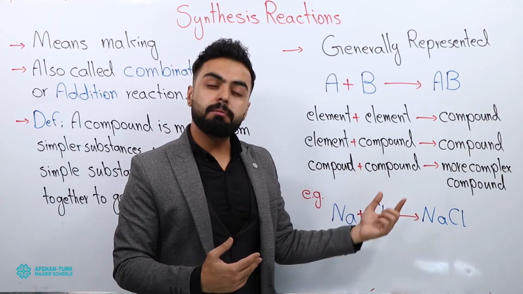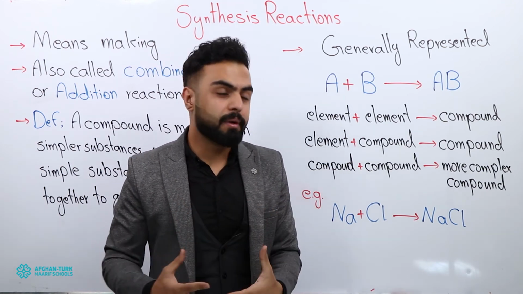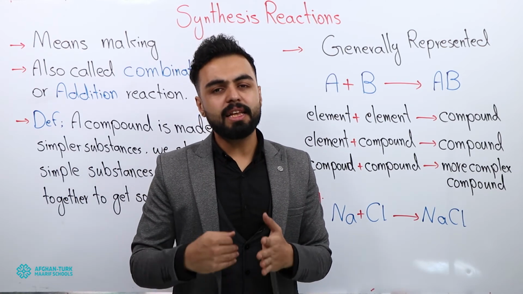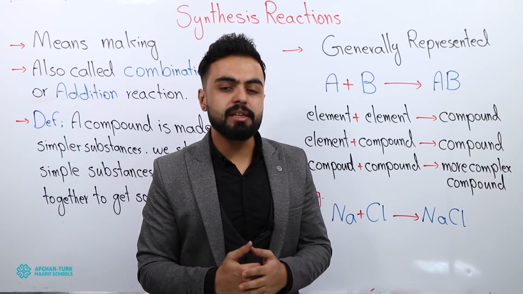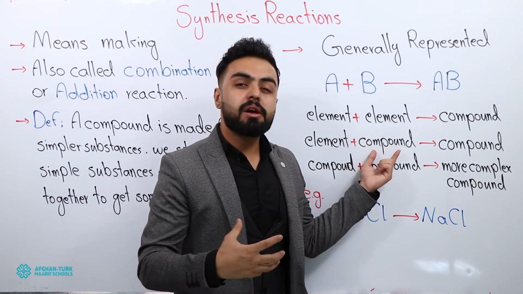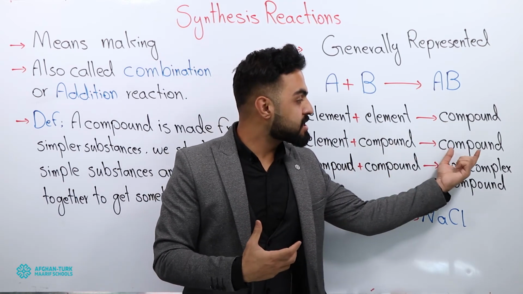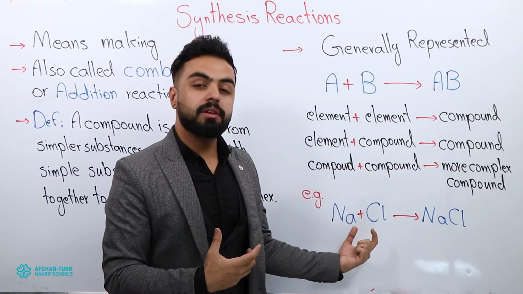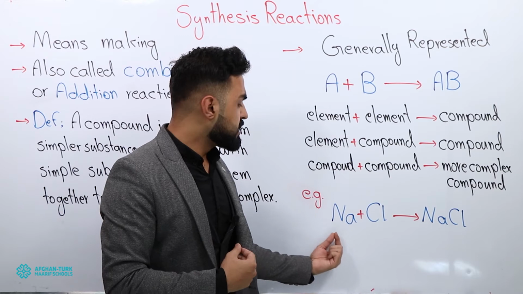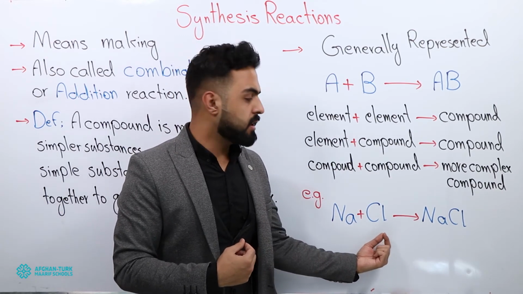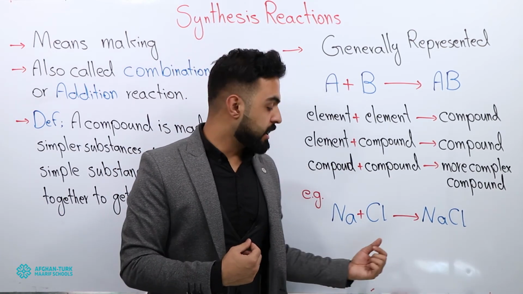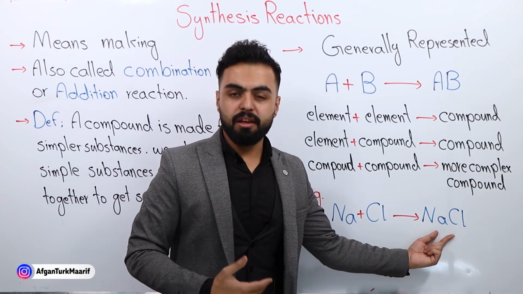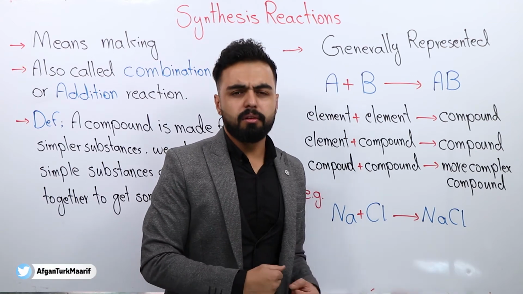Both of them also can be 2 simple compounds, and we have a more complex compound. Simple compound or simple element means that they may be somewhat complex compounds, but they are much simpler than the product. So here we have an example for this: sodium plus chlorine, which make sodium chloride. So we add these 2 together to make the salt that we use in food daily, sodium chloride.